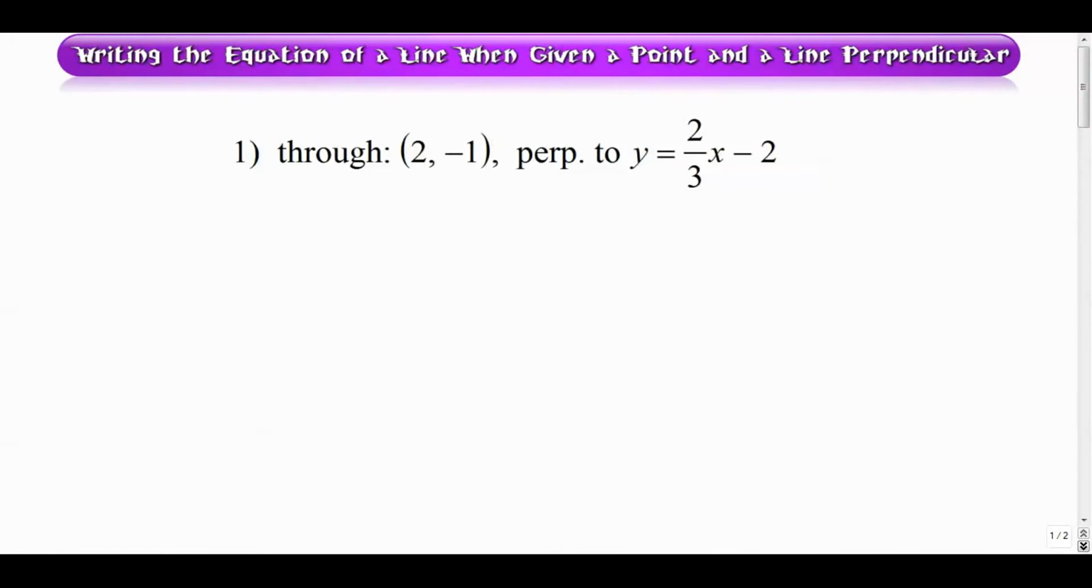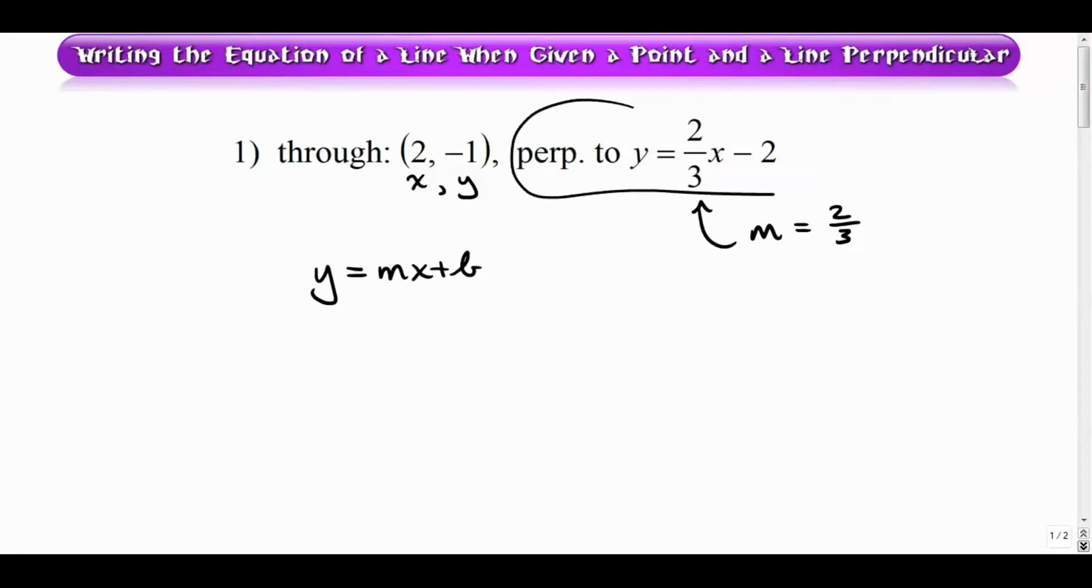Alright, next video, how to write the equation of a line when given a point and a line that's perpendicular to it. So here's our point, x comma y, right? We want to write the equation of a line that's in this slope-intercept form where m is of course our slope and b is our y-intercept. Right now our slope is 2/3. In other words, this slope right here that's given to us is 2/3.